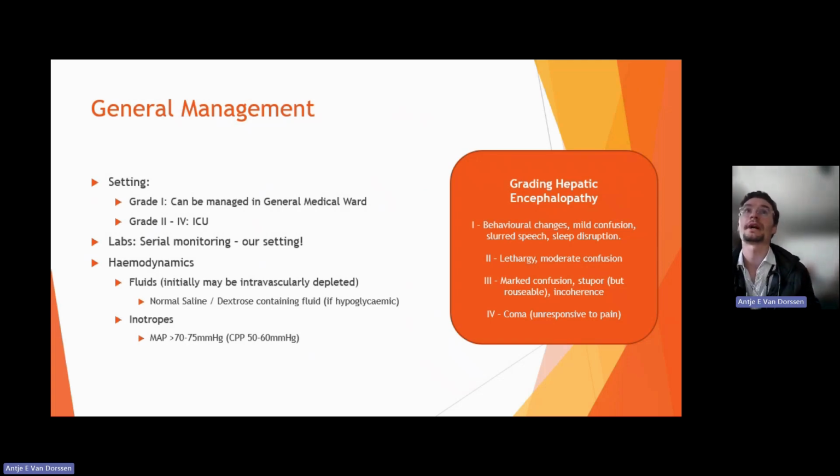The patient may require some fluids if they're initially intravascularly depleted. So you can consider giving normal saline or dextrose containing fluid if they're hypoglycemic, or if the patient is hypotensive, they may require some inotropic support. And the difference here compared to normal targets is we might target a higher mean arterial pressure than in other instances, given that we want to maintain the cerebral perfusion pressure between 50 and 60 millimeters of mercury, understanding that these patients often get cerebral edema.